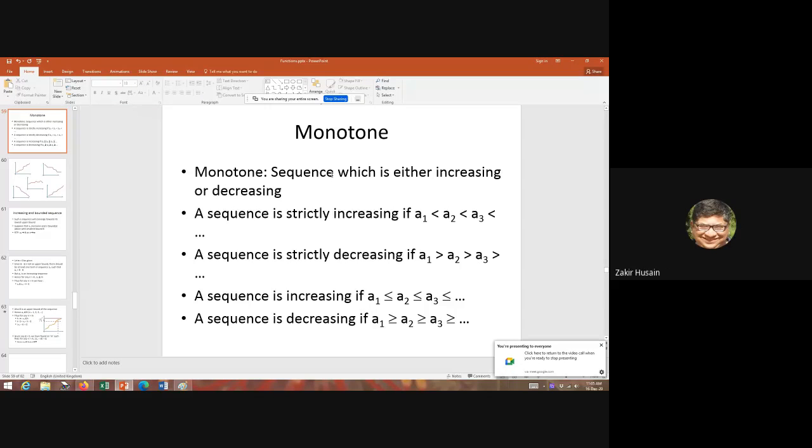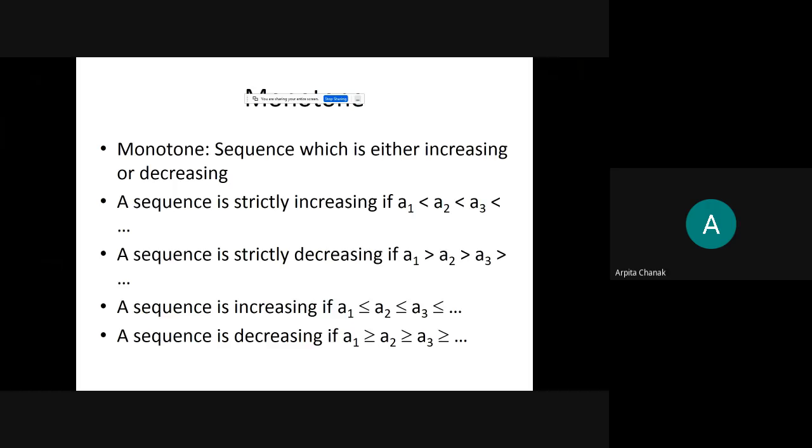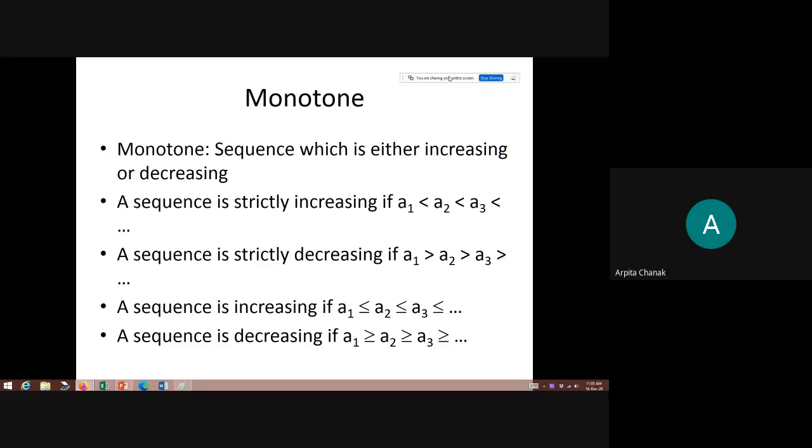Okay. Can you see the screen? Monotone? Yes, sir. Okay. Yes, sir. Just a minute. Let me shift this. Okay. So I'm just going back a little bit.